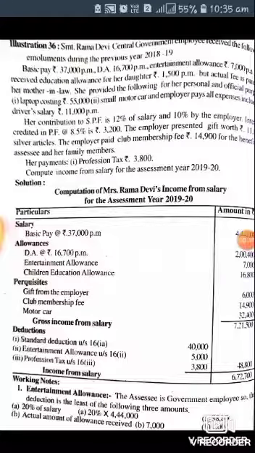Her basic pay is 37,000 per month, and the DA is 16,700 per month, and entertainment allowance is 7,000 per annum, and she received educational allowance for her daughter, 1,500 per month, but the actual fee is paid by her mother-in-law. She was provided the following for her personal and official purpose: a laptop costing 55,000, and a small motor car, and the employer pays all expenses including driver salary of 11,000 per month.